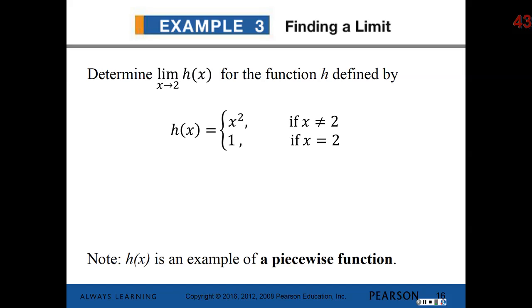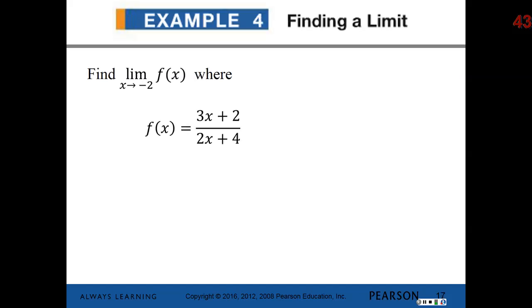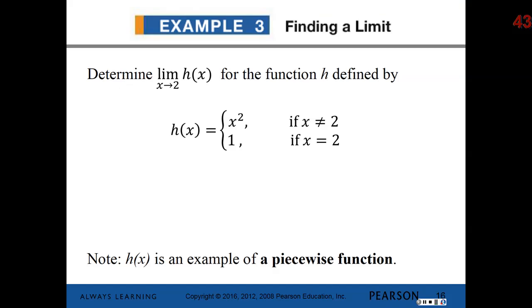But the limit is 4. The value of the function and the limit of the function do not have to be the same. Okay? So this limit, just like the others, would have been 4. Even though h of 2 is 1, as you approach 2 from either side, h of numbers close to 2 is 4.